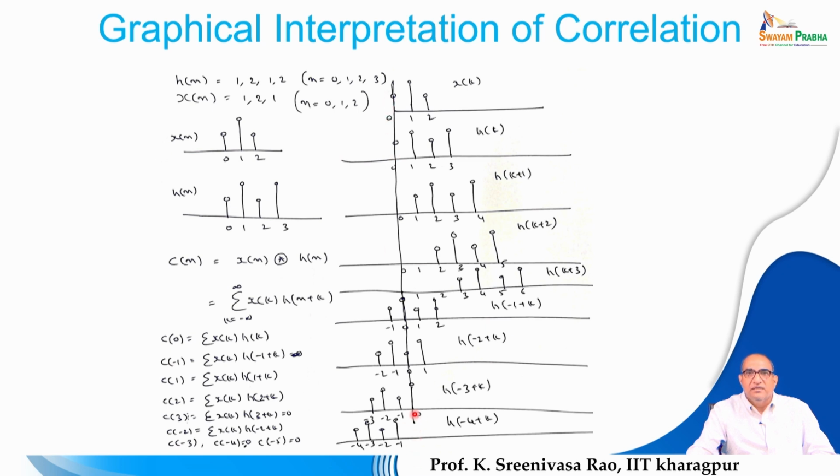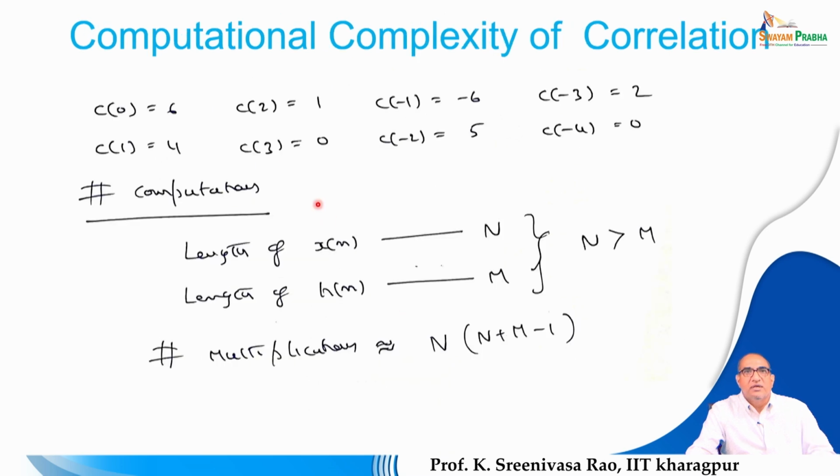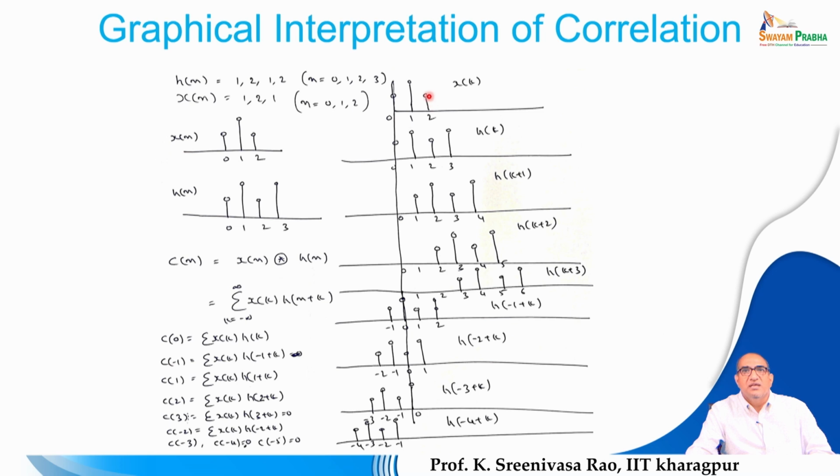At h of minus 3 plus k the sequence is available at 0, minus 1, minus 2, minus 3. So at 0 you have an overlap, and at minus 4 the sequence will be present from minus 1 to minus 4, so there is no overlap at all, and that results in 0. If you look at the correlation values, you can see that C of 0 will be 6. C of 0 means multiplication of these with this sequence. You have 3 samples overlapped: here 1 into 1, and at sample 1 the amplitude equals 2, here also 2. So 2 into 2 is 4, and here the sample amplitudes are 1 and 1, so 1. The total will be 1 plus 4 plus 1, which is 6, right.